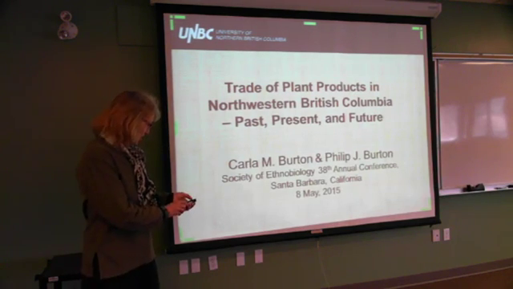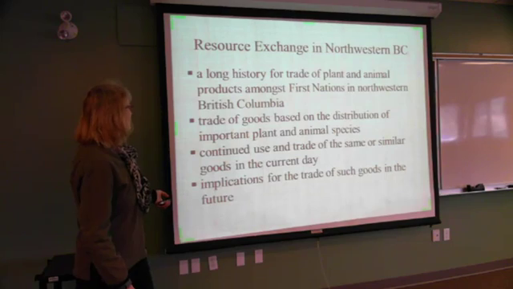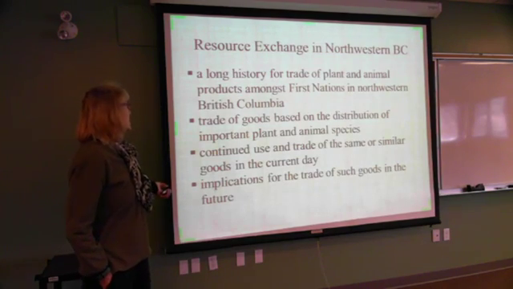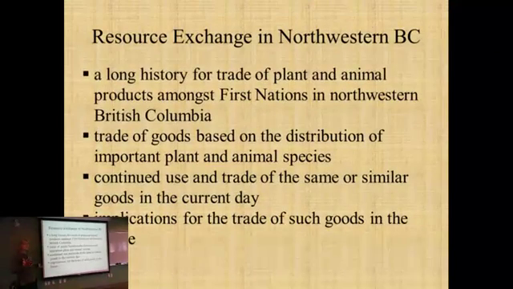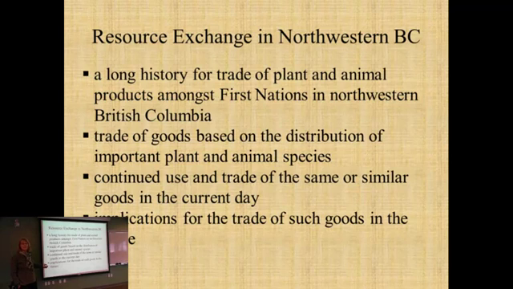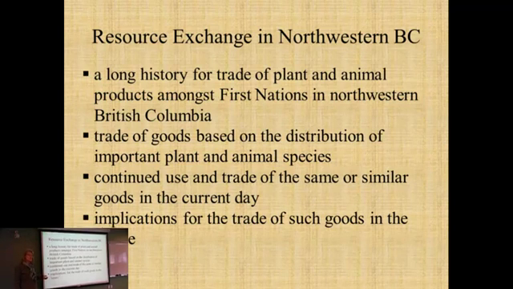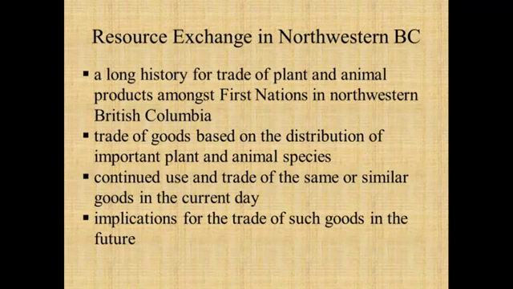So yeah, just what I was saying basically, it's a long history for trade of plant and animal products. Like the interior nations would have probably had more access to certain animals and traded for furs, whereas on the coast it would have been salmon and things that were traded. And the trade was based on the distribution of species and the ability to get it quickly on your territory and the abundance.